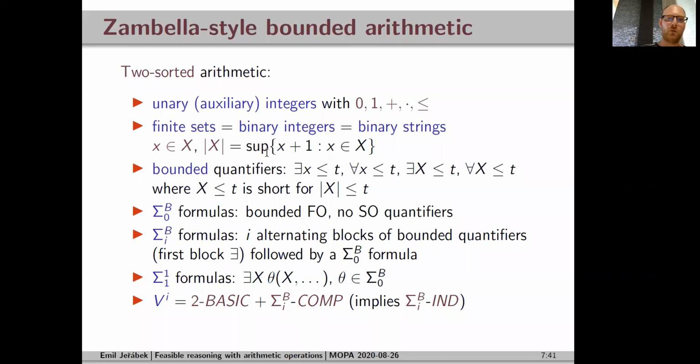And so in this, we will generally consider bounded formulas. So bounded quantifiers are defined as usual, that we just quantify over numbers less than or equal to some term. For sets, we bound the maximum of the set by again some term.